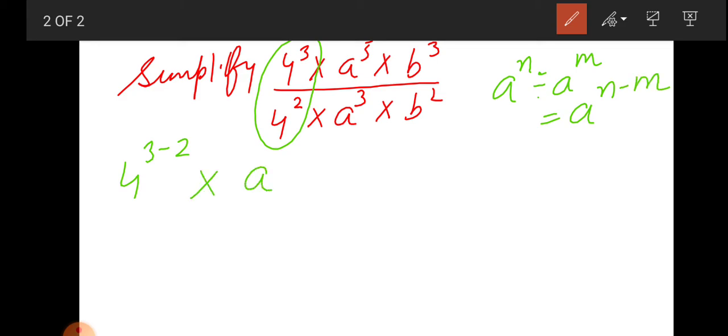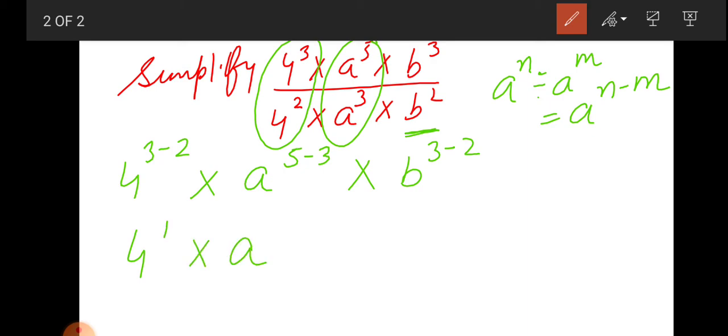Similarly, a raised to the power 5 divided by a raised to the power 3 can be written as a raised to the power 5 minus 3, and b raised to the power 3 divided by b raised to the power 2 can be written as b raised to the power 3 minus 2. Now 4 raised to the power 3 minus 2 is 4 to the power 1, a raised to the power 5 minus 3 is a squared, b raised to the power 3 minus 2 is b to the power 1. So 4a squared b. Next question.